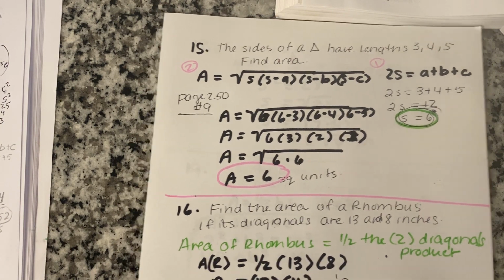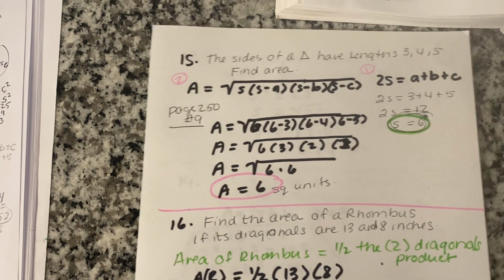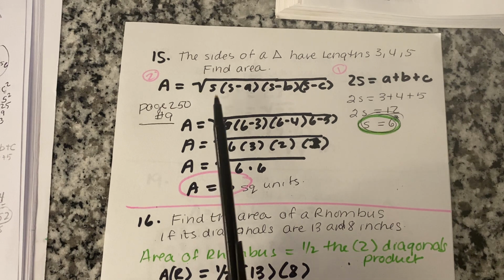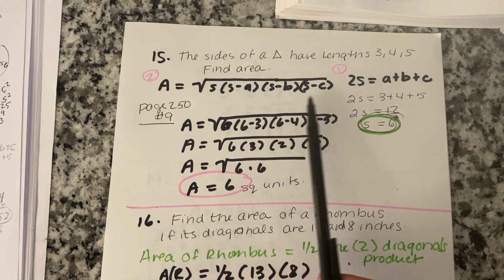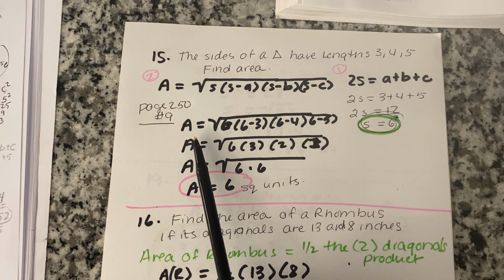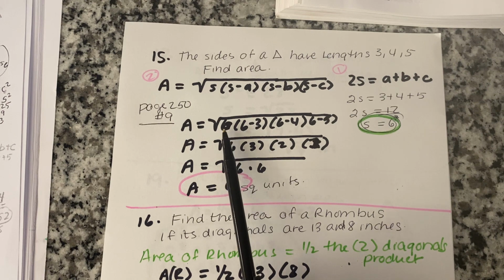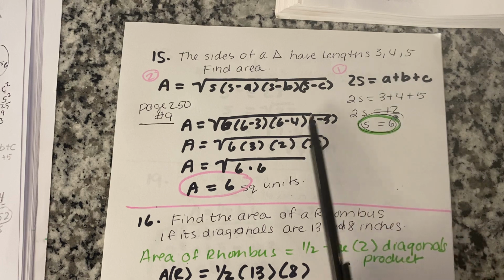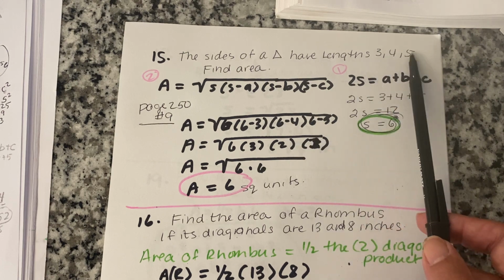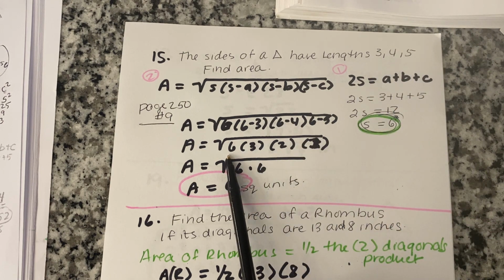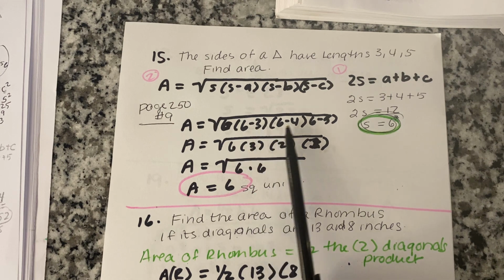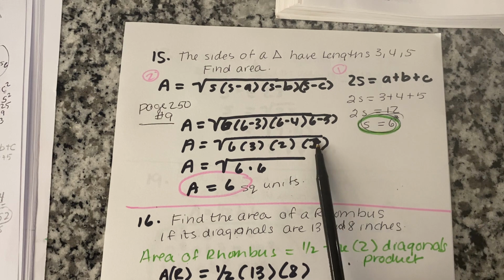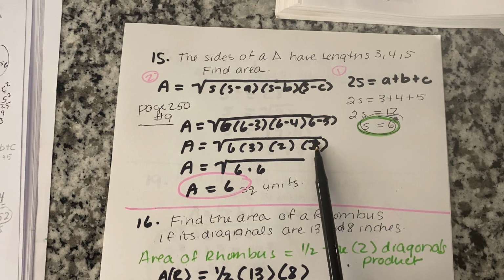Okay, now we can plug it into the big part of the formula. So we have S minus A, S minus B, S minus C. We have S equals 6. Can't read that very well, but it's 6 times 6 minus 3, 6 minus 4, and 6 minus 5. So 6 minus 3 is 3, 6 minus 4 is 2, 6 minus 5 is 1. Kind of a weird 1 there. Hope you can read that.